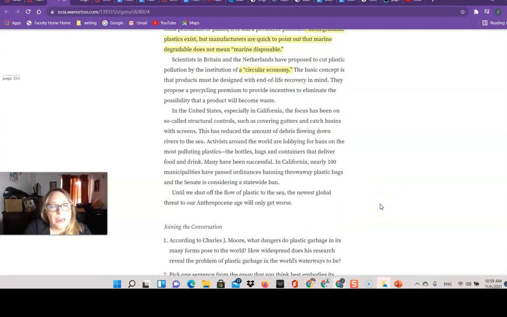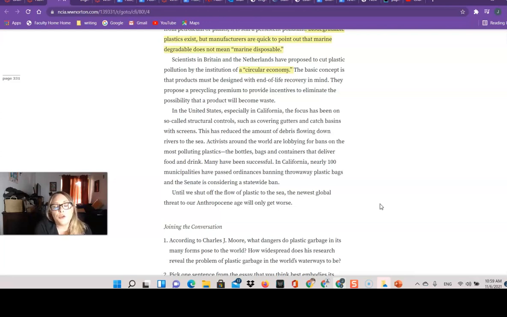thing there. In the United States, especially in California, the focus has been on so-called structural controls, such as covering gutters and catch basins with screens. This has reduced the amount of debris flowing down rivers to the sea. Activists around the world are lobbying for bans on the most polluting plastics, the bottles, bags, and containers that deliver food and drink. Many have been successful. In California, nearly 100 municipalities have passed ordinances banning throwaway plastic bags, and the Senate is considering a statewide ban.